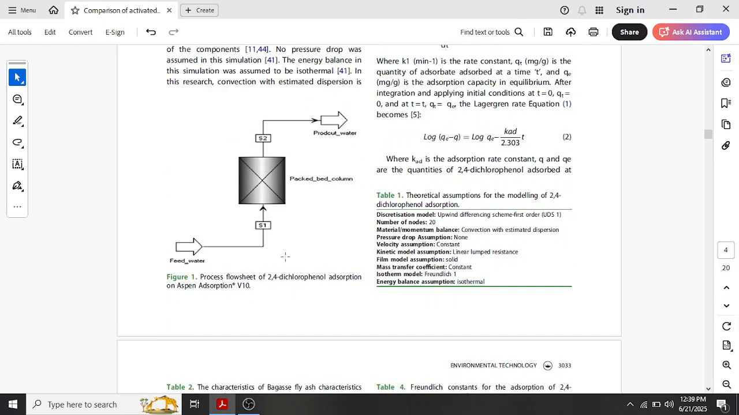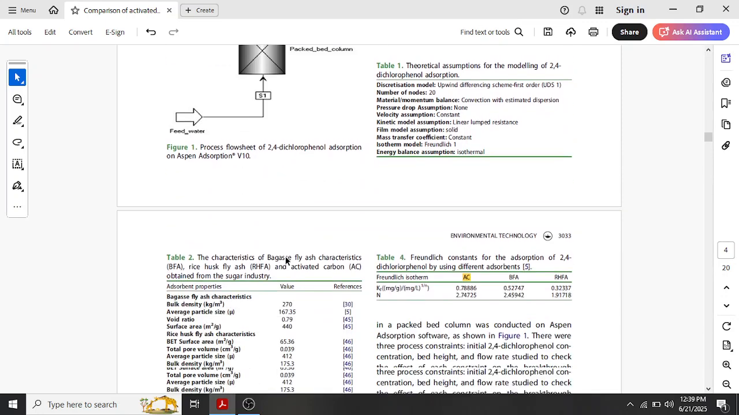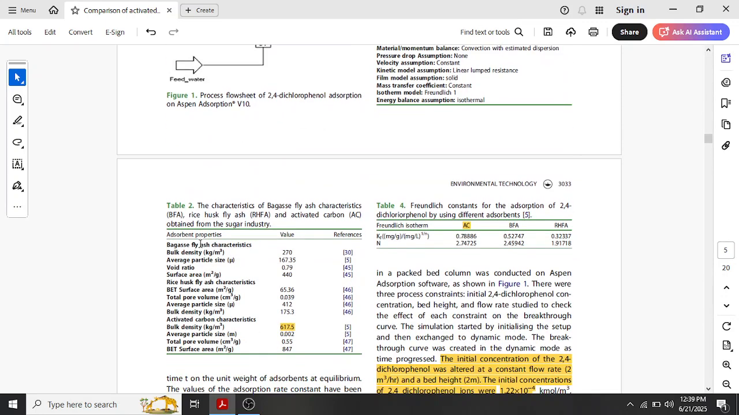Remember, in this paper, the author used three adsorbents: activated carbon, rice husk, and bagasse adsorbent. But here I'm using the activated carbon only. So this, as you know, is the property of the adsorbent. This is the bagasse fly ash property: bulk density, average particle size, void ratio, etc. Surface area. This is the rice husk fly ash property.